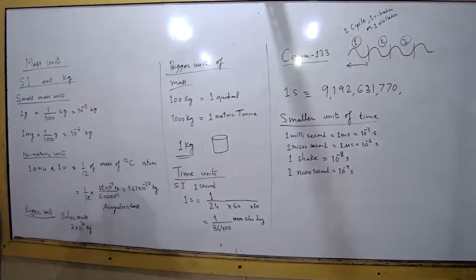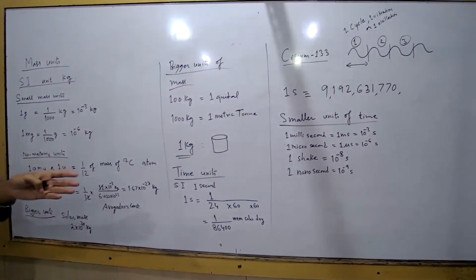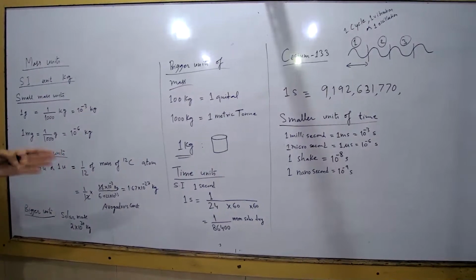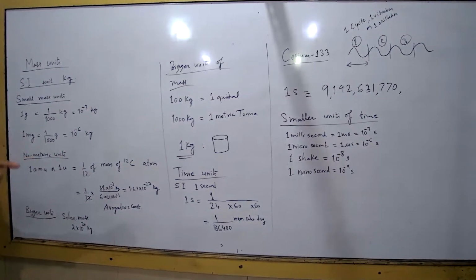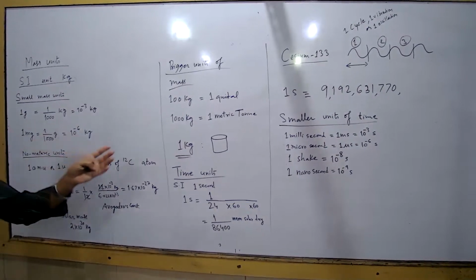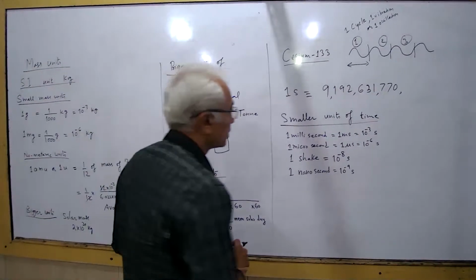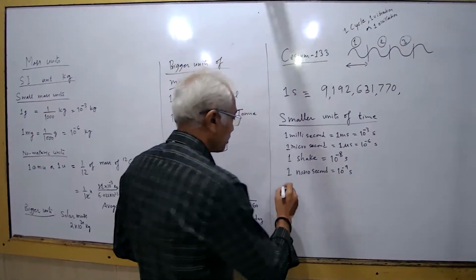So these things will get stored in your memory. In the atomic world, etc., you're going to use all this. Except shake, I have not used shake anymore. But millisecond, microsecond, nanosecond, etc., all these things you are going to use. Then bigger units of time.